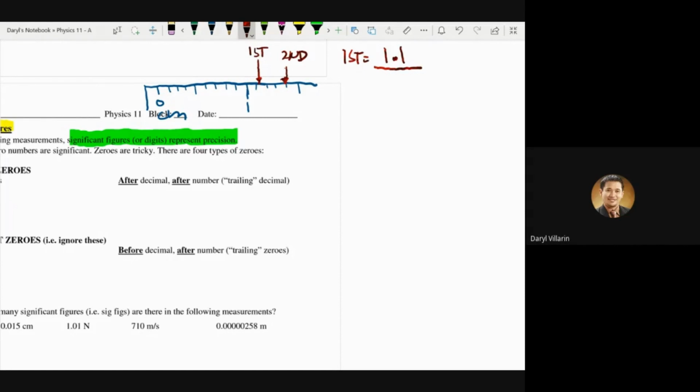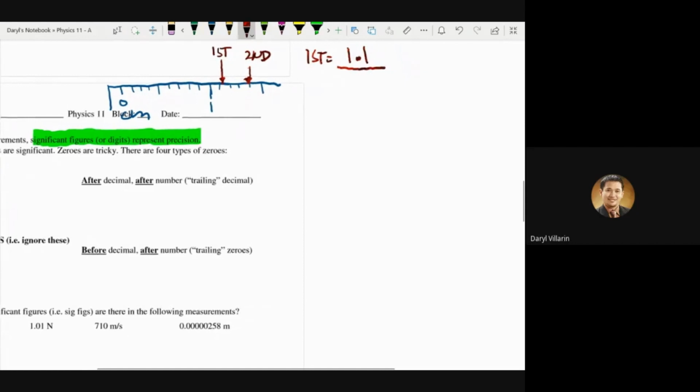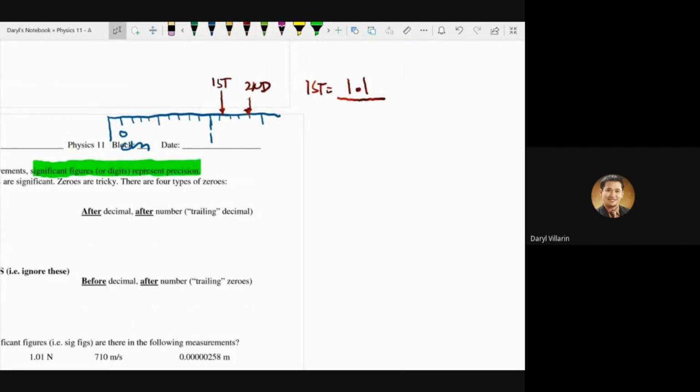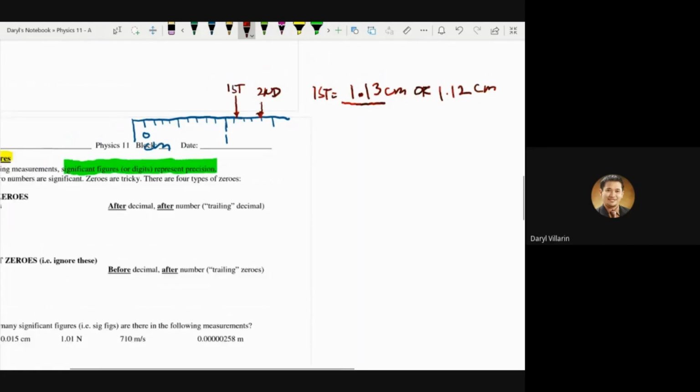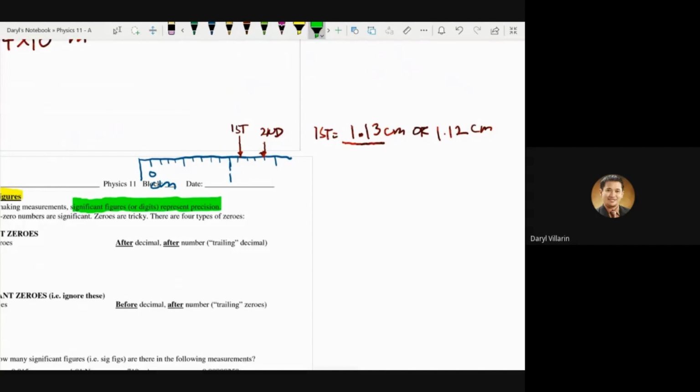However, it's quite obvious in the first reading that it is somehow more than 1.1. Well, here's the thing. If you're doing measurement, you can actually approximate the last portion. Since it is more than 1.1 but less than 1.2, I can say that this is around 1.13 centimeters, or you can even write 1.12 centimeters. Both are correct measurements because when you're using a ruler, the ruler can only read up to 0.1 of a centimeter.